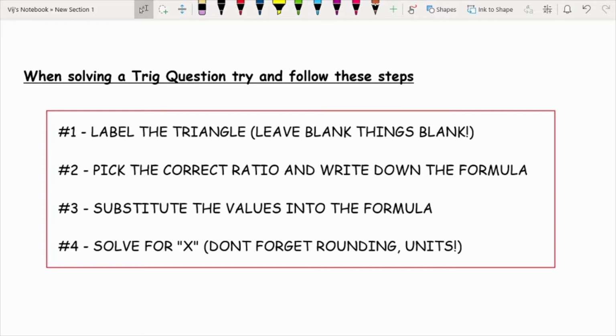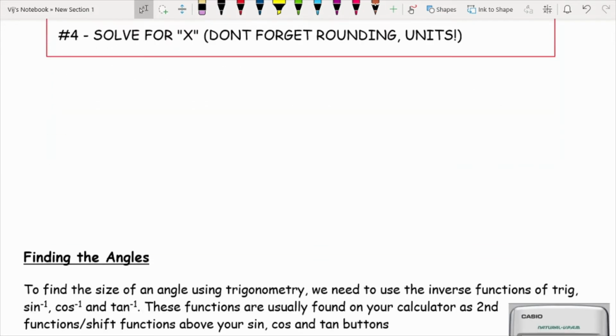The only reason it's going to be different is because in these questions we're obviously finding angles, whereas in the previous video we were finding the sides. So from this, let's have a look at what the difference is.